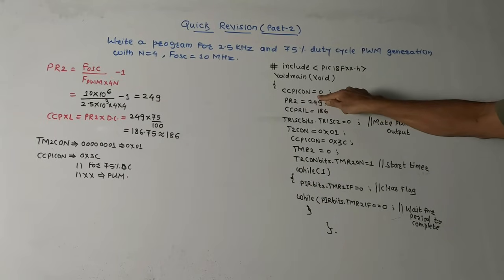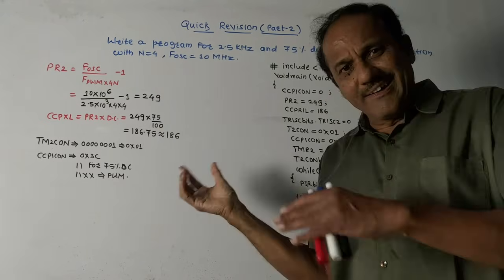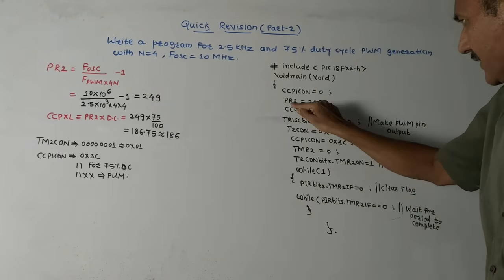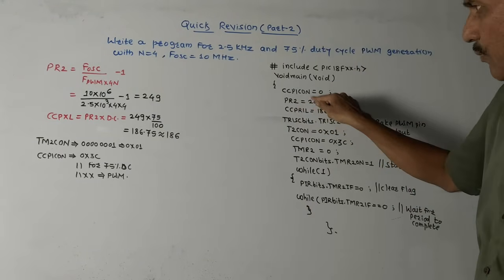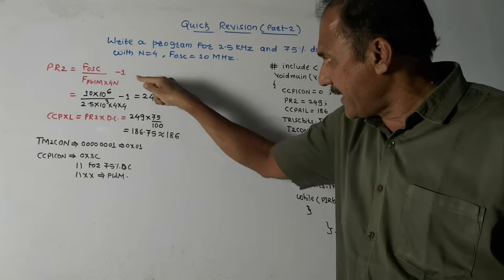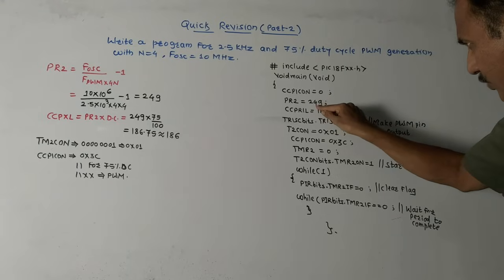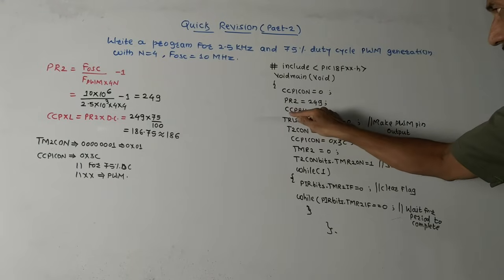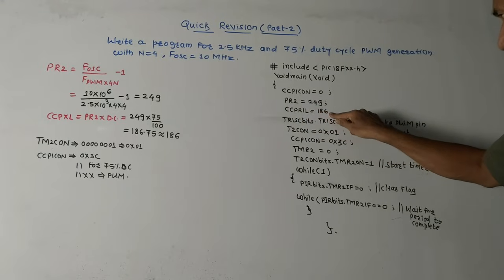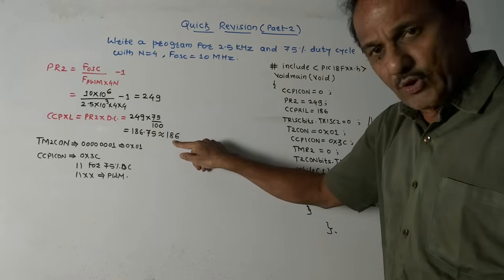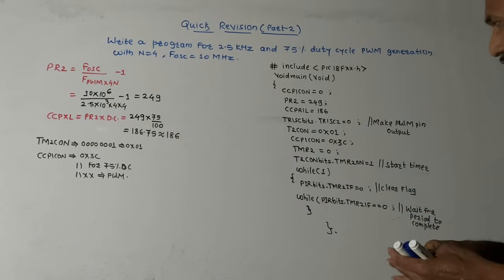CCP control register is equal to 0. That means we are clearing this register. Then PR2 is equal to 249. We discussed this, after the calculation the PR2 value comes as 249, so we need to store this value in PR2. Then CCPR1L, it is 186. This we also calculated, and this value will be stored.